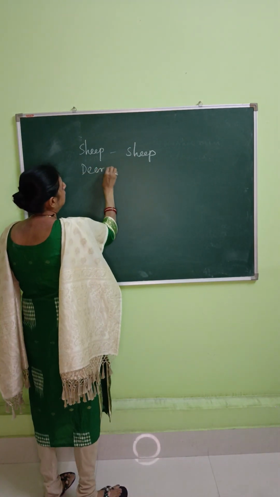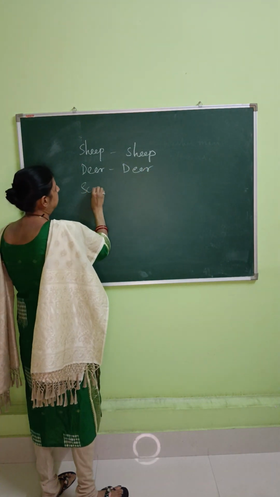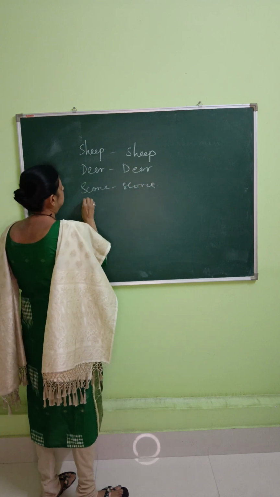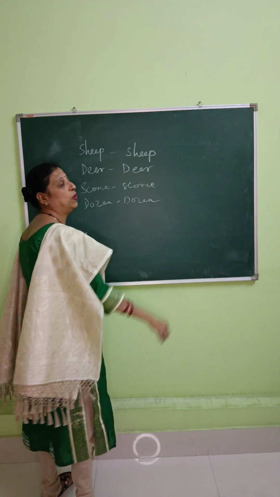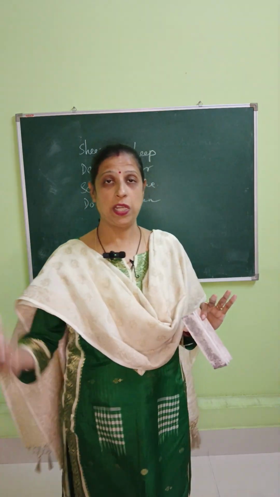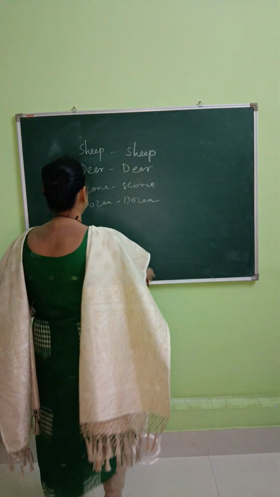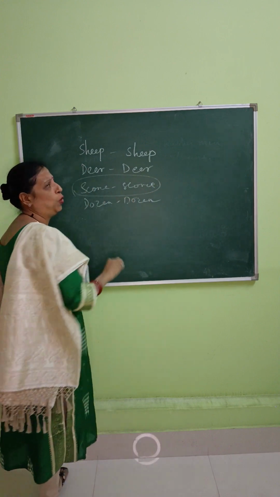Deer will be deer. Okay, then there is another word, score, it will be score. Dozen will be dozen. So these are the words which will not change. They will remain as they are in the singular form. Now, you might be getting confused with this word score.